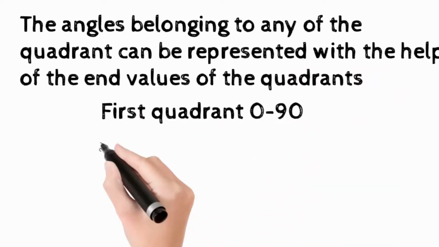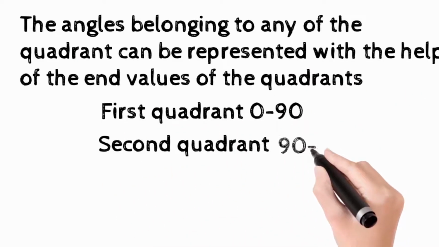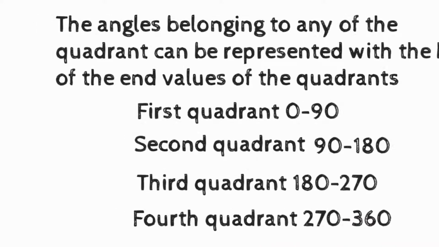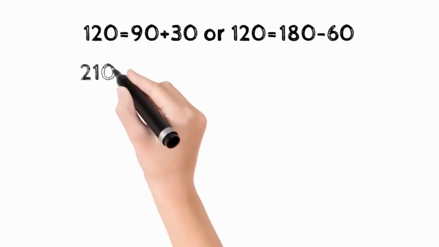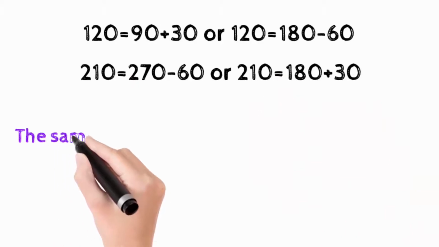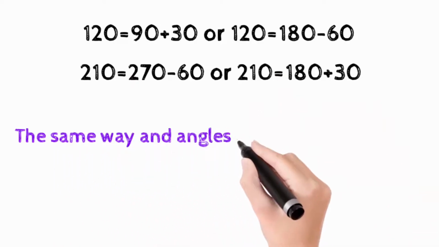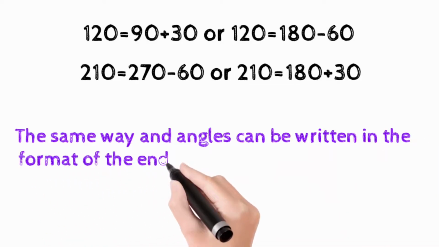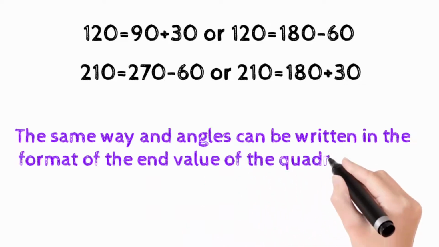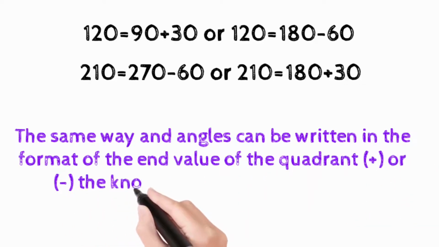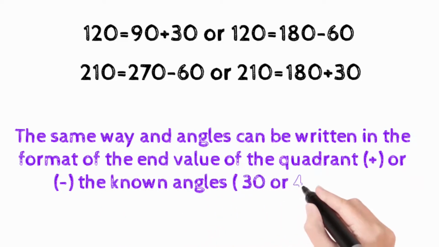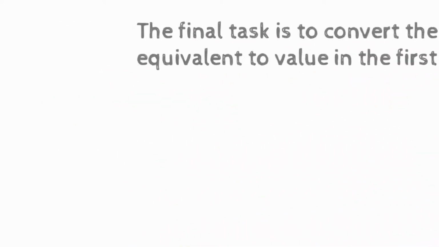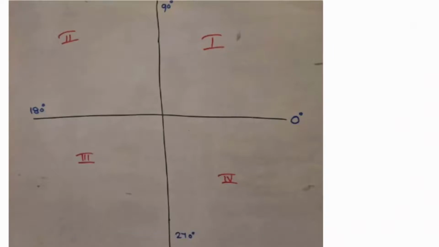Now the angles belonging to any of the quadrants can be represented with the help of the end values. That is, for the first quadrant 0 and 90 degrees, second quadrant 90 and 180, third quadrant 180 and 270, and fourth quadrant 270 and 360. 120 can be written as 90 plus 30 or 180 minus 60. 210 degrees can be written as 270 minus 60 or 180 plus 30. In the same way, any angle can be written in the format of the end value of the quadrant, plus or minus the known values, that is 30, 45 and 60 degrees, for which we know the values using the triangle. With the help of this, we'll solve the other quadrant values.